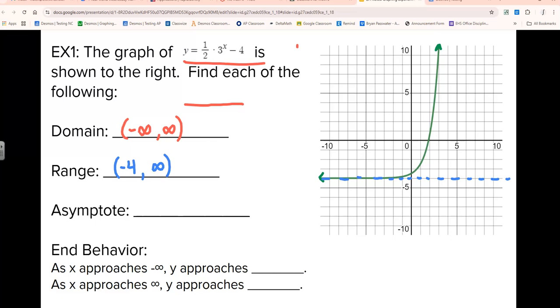For the asymptote of this graph, I need the equation of that blue dotted line right there. What's the equation of that line going to be? Y equals -4. It's going to be y equals, that makes it a horizontal line, and that's going to be at -4. You can always type it in Desmos to make sure it looks right.